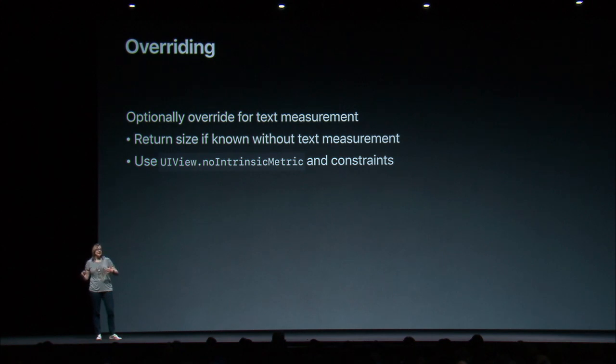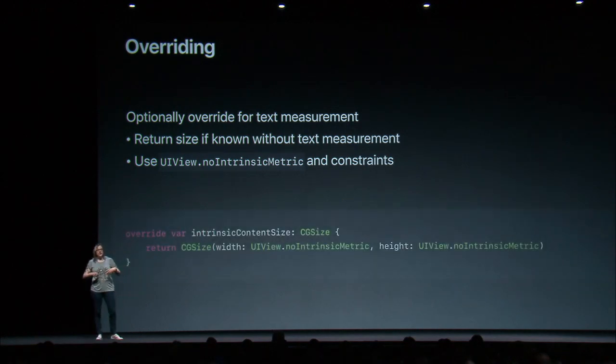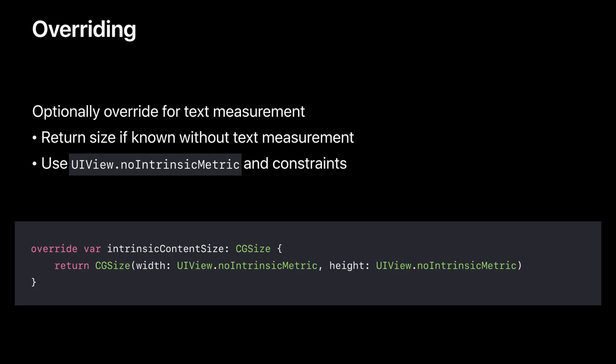If you know the size that the text needs to be without doing all of that text measurement, you can return that size in intrinsic content size. Or if, when you're going to be putting this view on the screen, the constraints are going to be fully defining the size regardless of the size of the text inside of it. For instance, the constraints are always going to make it larger than the amount of text you have. Then you can go ahead and return no intrinsic metric for the width and height in intrinsic content size.